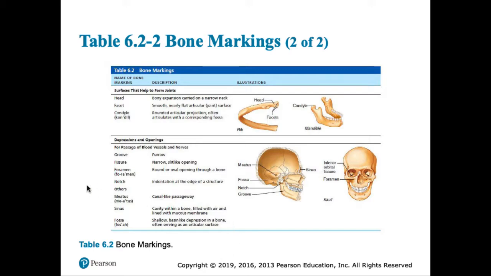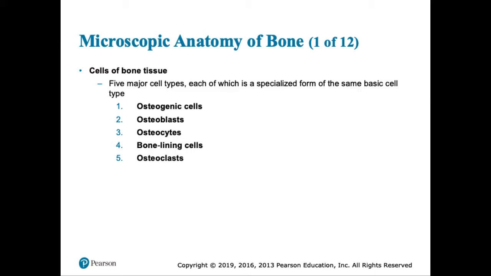These are some more bone markings, categorized either as surfaces that form joints or as depressions and openings. Things like grooves, which are furrows, and fissures, which are narrow, slit-like openings. The foramen, which are round or oval openings through a bone. Notches, which are indentations at the edge of a structure. So there are lots of different bone markings that we can rely on.